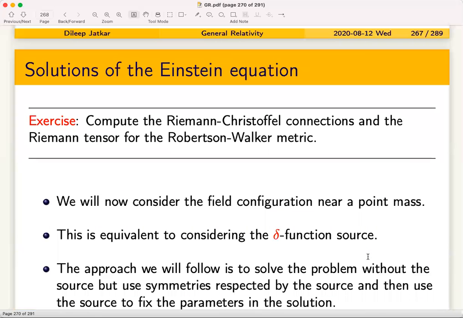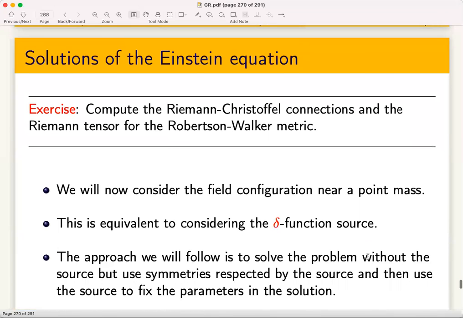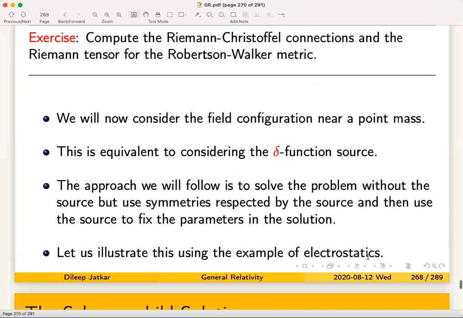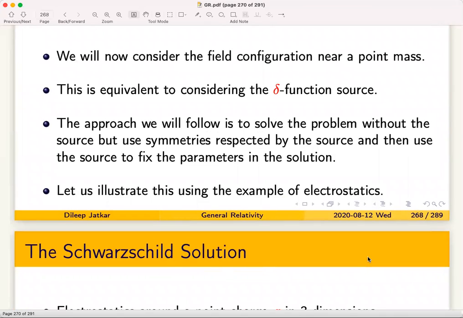Fine. So now let's come to a new set of solutions which require us to have a source which generates the gravitational field. We will now consider a point source. That is the simplest thing that we could consider.